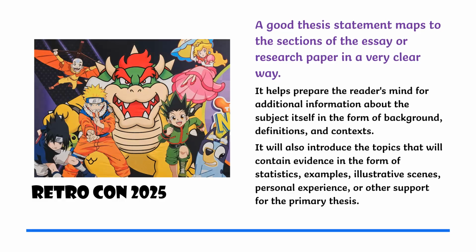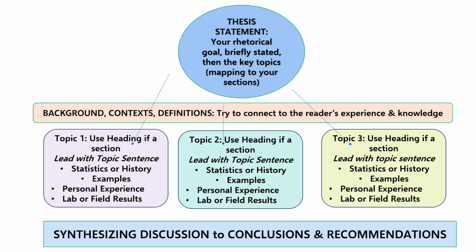So if it's an essay, those would be body paragraphs. If it's a research paper, those would be sections. And ideally, you'll have headings to let your reader know where you are. And then in those sections, you'll have evidence. And in that, you'll have statistics, examples, illustrative scenes, personal experience, or other types of support for the primary thesis. So here's what it looks like.